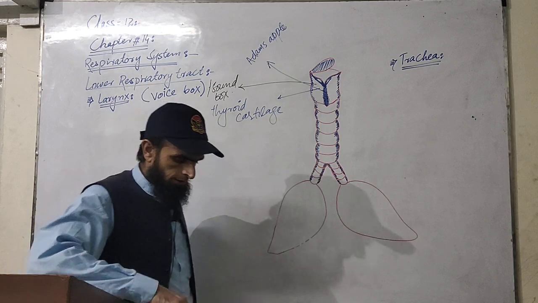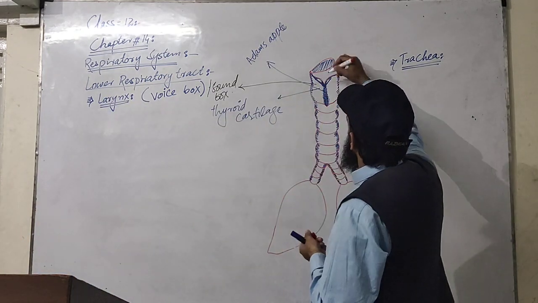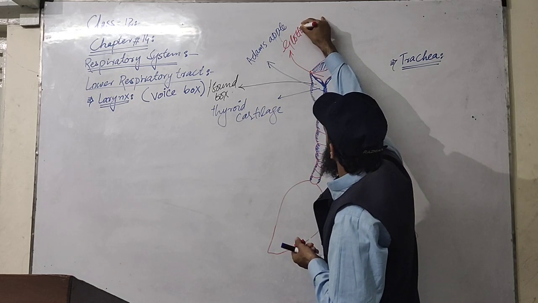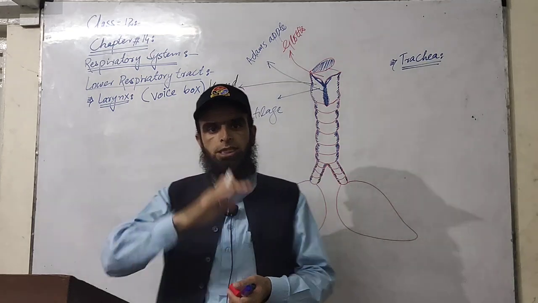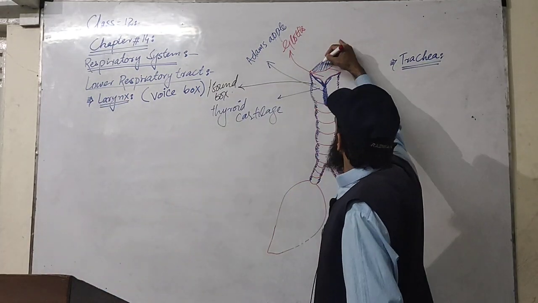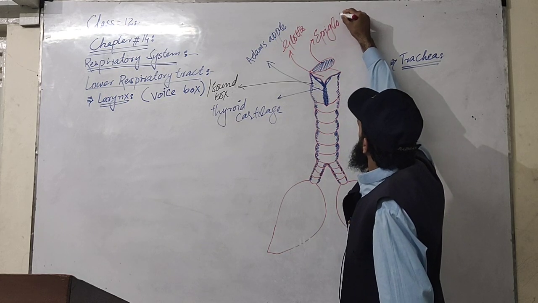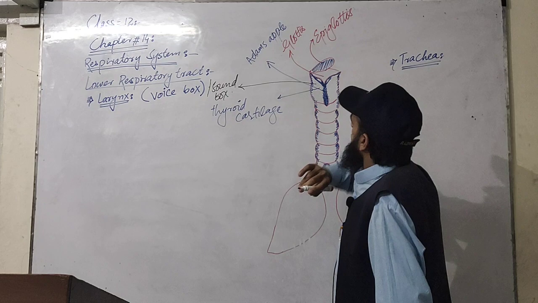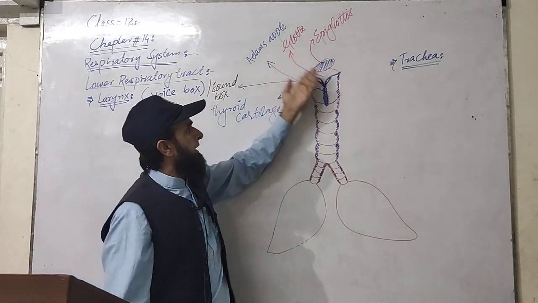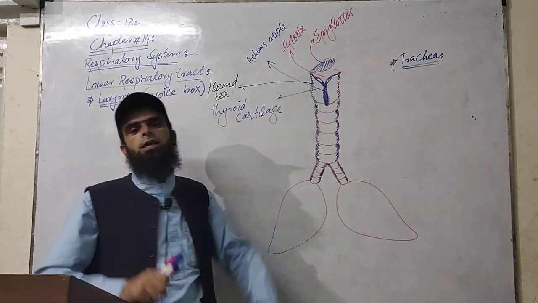Now the cavity inside the larynx is called the glottis. Above the glottis there is a lid which is called the epiglottis. What is the function of the epiglottis? Epi means above, and glottis is the cavity here. So this is a lid present above the glottis.